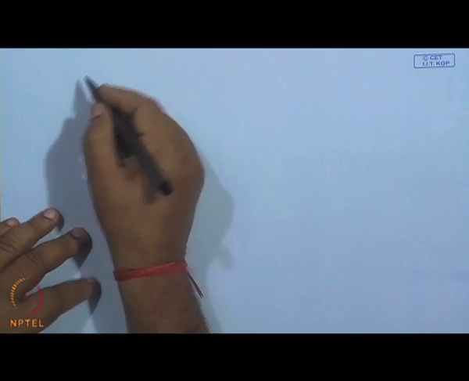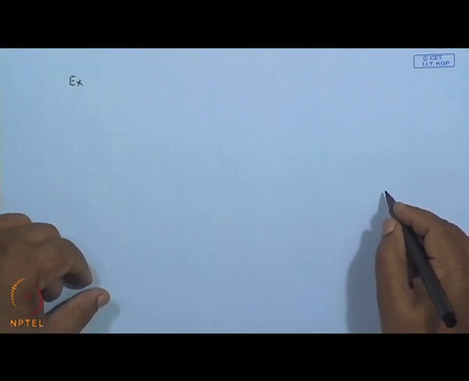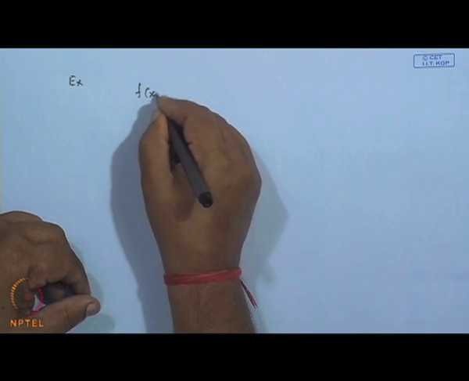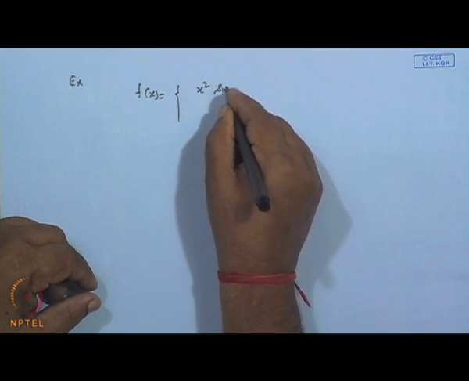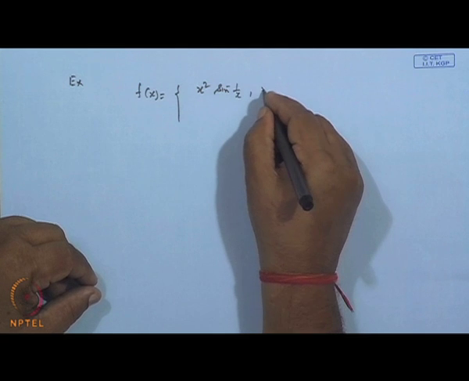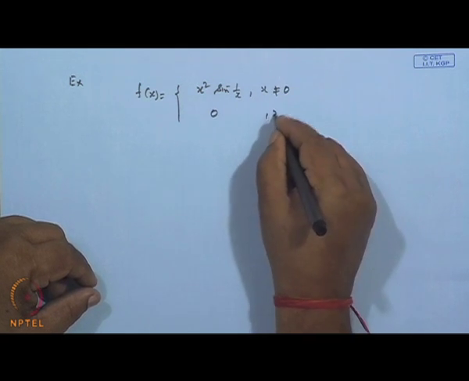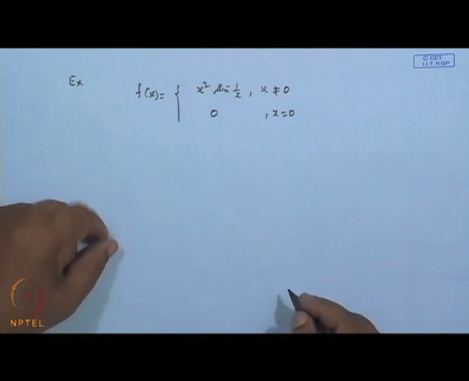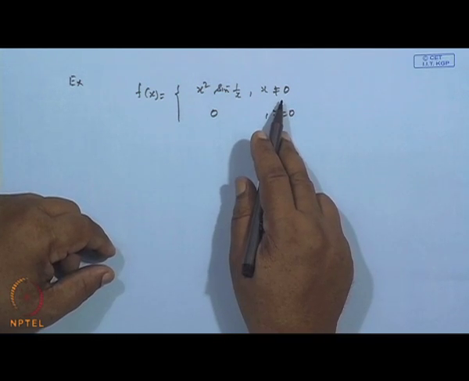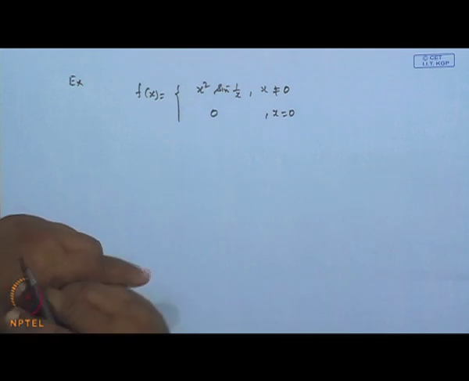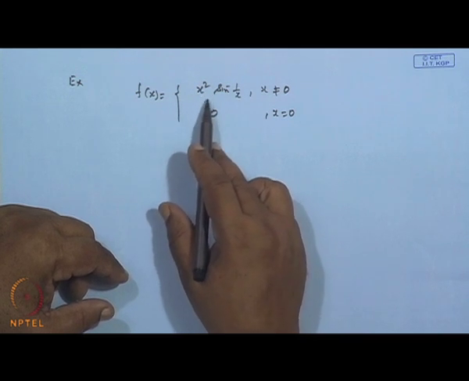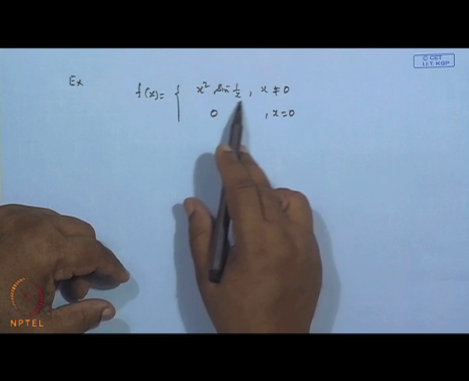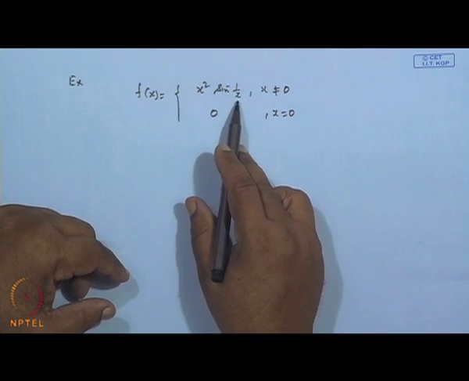Now, let us take a few examples where differentiability is there. Suppose I take the function f x equal to x square sin 1 by x when x is not equal to 0, and 0 when x is equal to 0. Now, when x is not equal to 0, x square is a continuous and differentiable function, and sin is continuous and differentiable so far as x is not equal to 0.